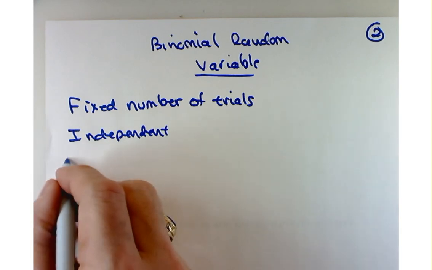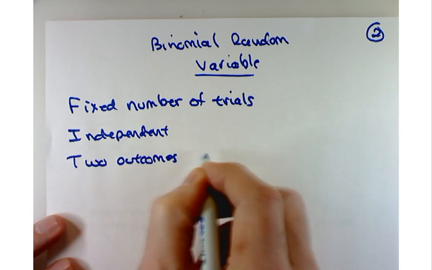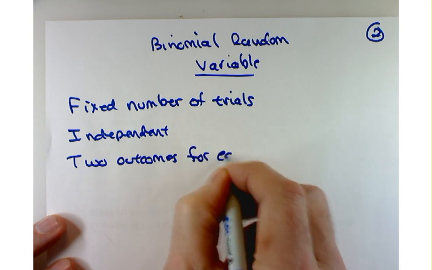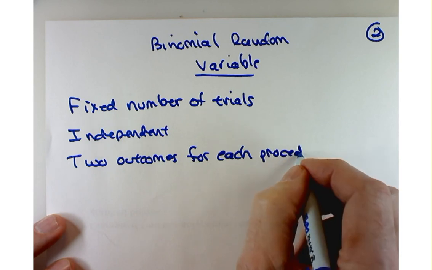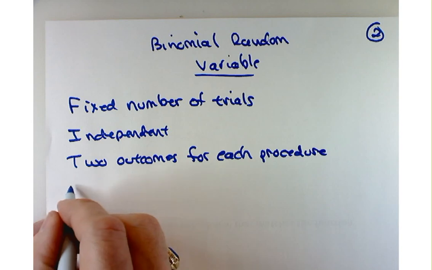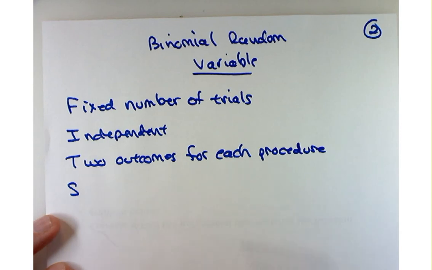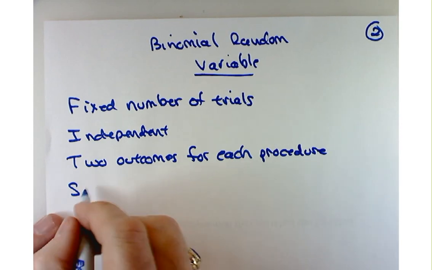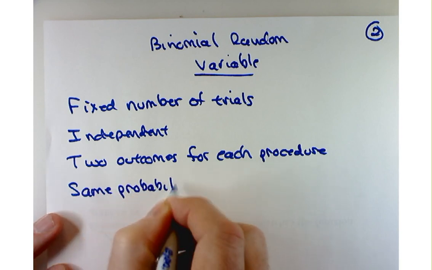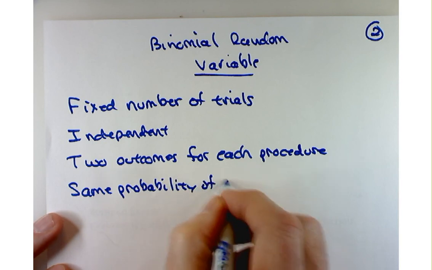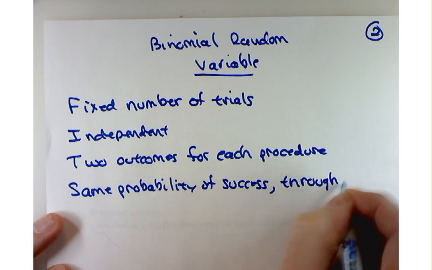And then there's T. There should be 2 outcomes for each procedure. And finally, each trial should have the same probability of success. So same probability of success throughout the trials.